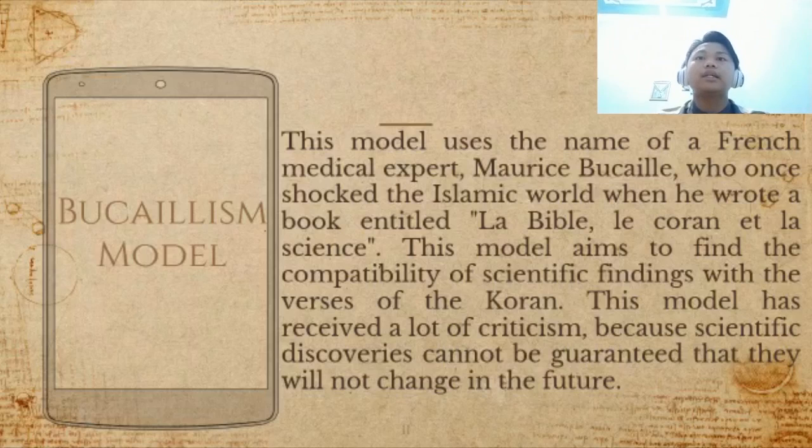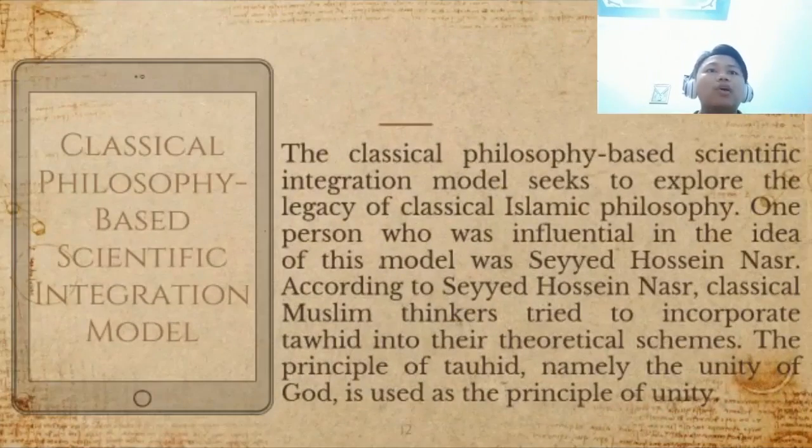And the third, the classical philosophy-based scientific integration model. This model seeks to explore the legacy of classical Islamic philosophy. One person who was influential in the idea of this model was Seyyed Hossein Nasr. According to Seyyed Hossein Nasr, classical Muslim thinkers tried to incorporate Tawhid into their theoretical themes. The principle of Tawhid, namely the unity of God, is used as the principle of unity.